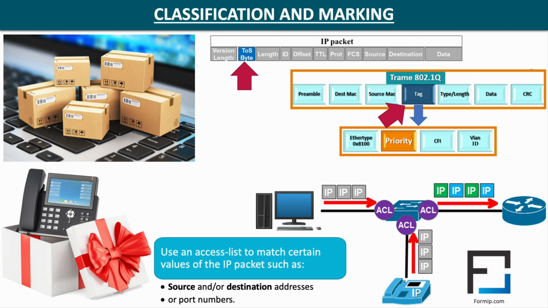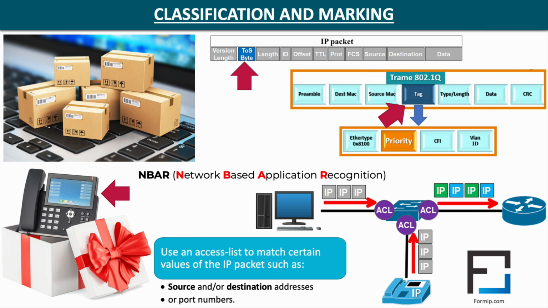Here's an illustration to help you visualize classification and marking. On this topology, we have a switch, a router, an IP phone, and a PC. The switch receives packets from the IP phone and the PC. It is configured to classify these packets using an access list on its interfaces. The switch then marks the IP packets using the TOS field in the IP header. A small particularity for IP phones is that they mark their packets themselves at the time of their creation.